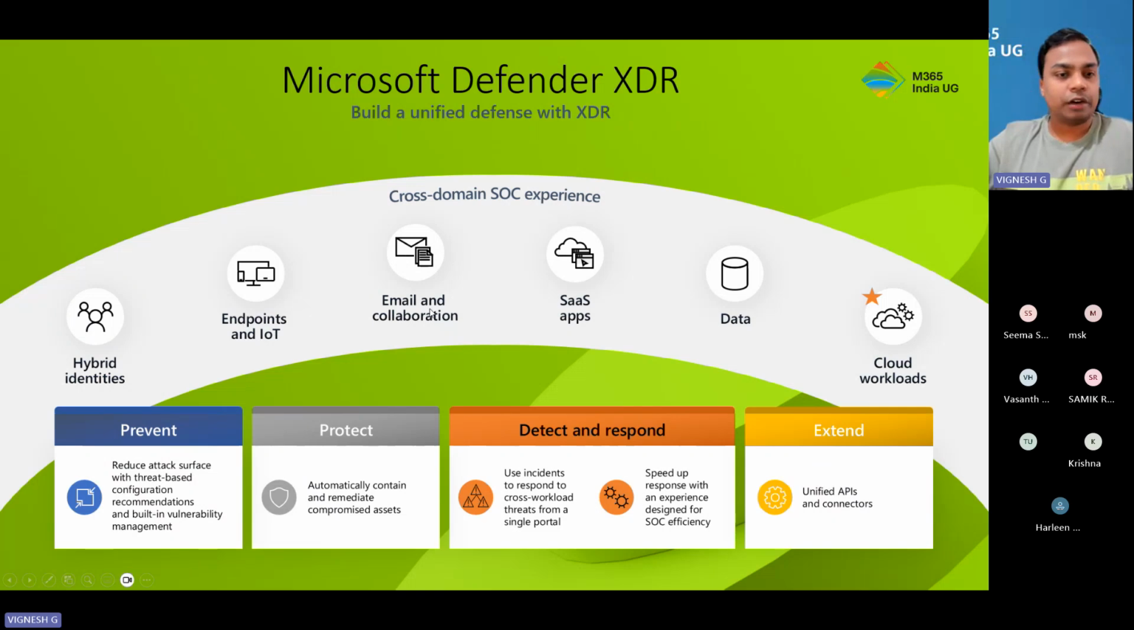Email and collaboration, it's Microsoft Defender for Office 365. When I say SaaS apps, it's Microsoft Defender for Cloud Apps. When I say data, once again, data could be residing in your email and collab, or it could be data which is residing on the SaaS apps, right? And also the additional cloud workloads also.